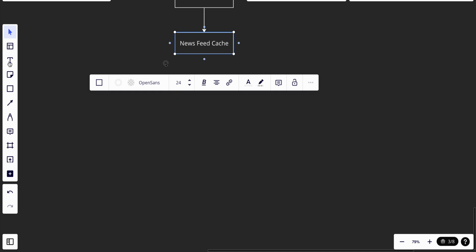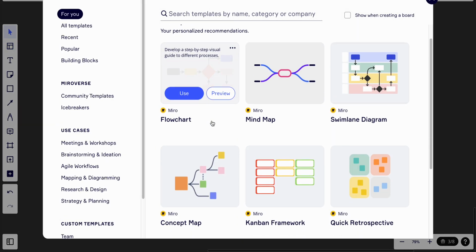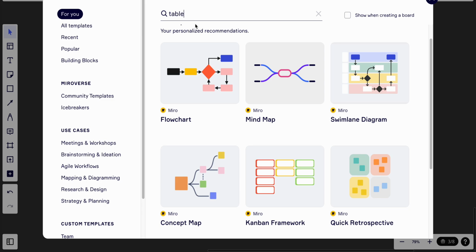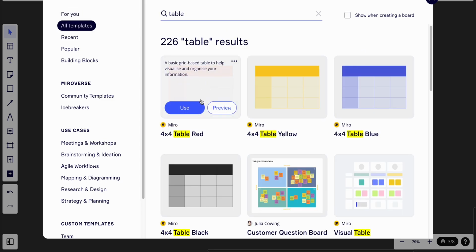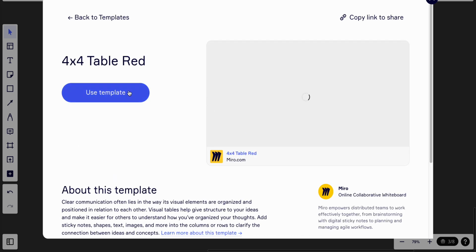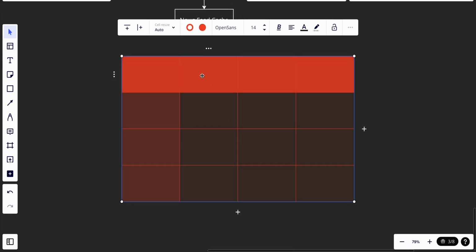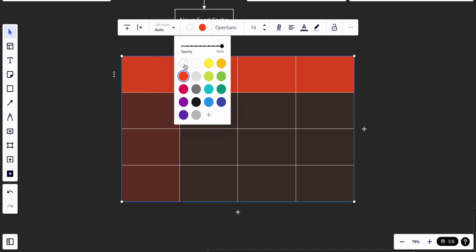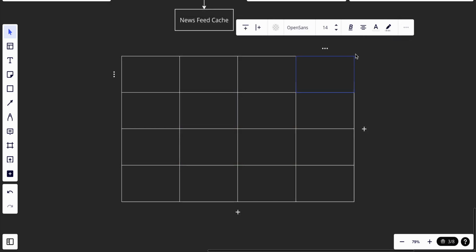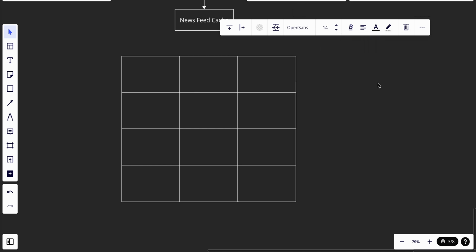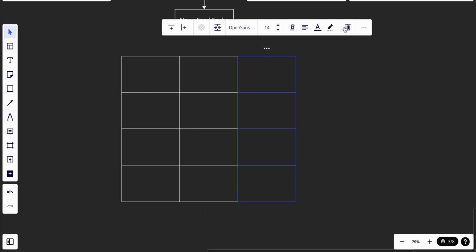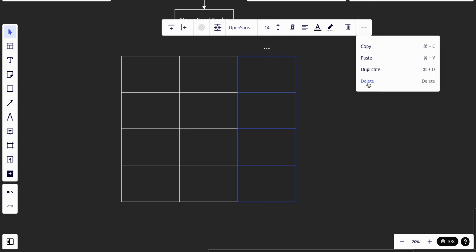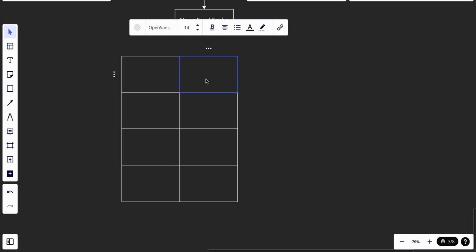Let's just use a table. I want to use a table. First of all, I want everything to be white, and this one to be null. And I want to delete this row. Delete, and delete.